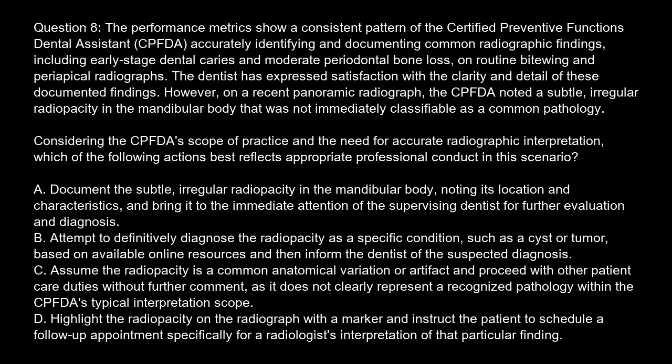Option A. Document the subtle, irregular radiopacity in the mandibular body, noting its location and characteristics, and bring it to the immediate attention of the supervising dentist for further evaluation and diagnosis. Option B. Attempt to definitively diagnose the radiopacity as a specific condition, such as a cyst or tumor, based on available online resources, and then inform the dentist of the suspected diagnosis.